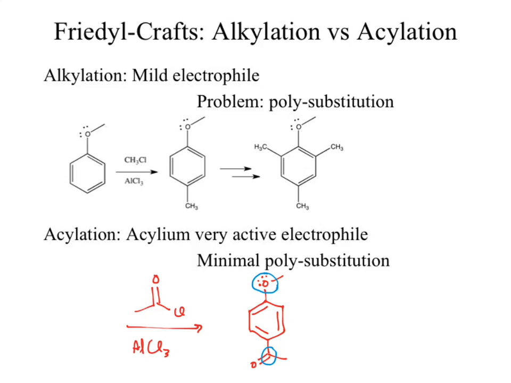What happened to my product now? It is now less active than my starting material. So given the choice, which one's going to react first? The starting material. I should end up with cleanly one product. I don't have to worry about this polysubstitution because in the process of running that reaction, I have deactivated my product from being able to react further. So the acyl substitution is probably one of your best bets when trying to go through and put on the carbons. Questions?